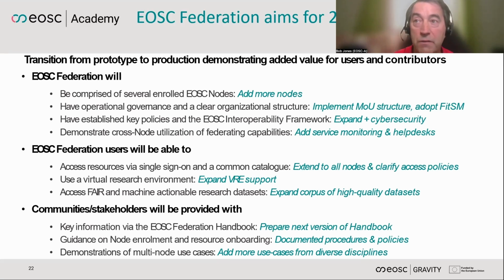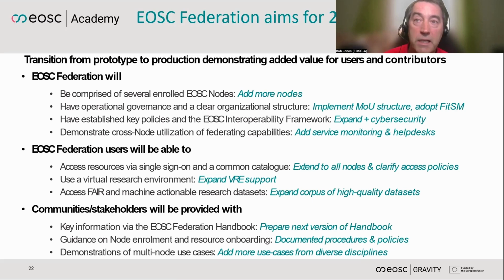That's already in place for the first wave nodes. It'd be to extend it to all the nodes, and also getting the nodes to clarify their access policies for all of their resources. Make it possible to use virtual research environments. There are a number of them used by different disciplines. We're not going to have a single one. We will support a number of them across the different nodes, and expand that support as we go forward.